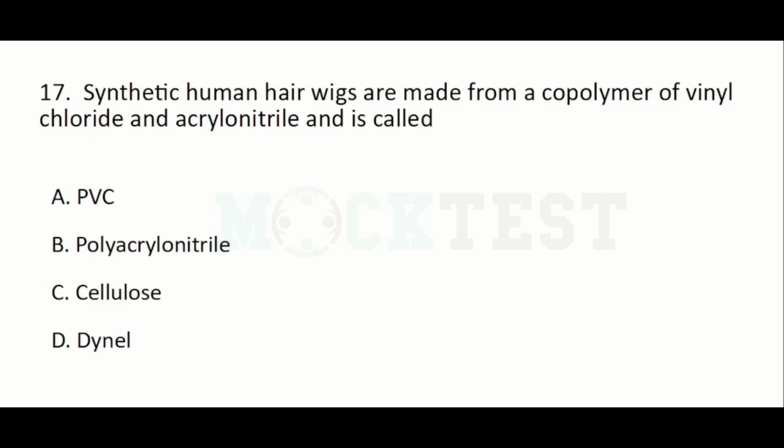Synthetic human hair wigs are made from a copolymer of vinyl chloride and acrylonitrile and is called option A, PVC. Option B, polyacrylonitrile. Option C, cellulose. Option D, dynel. Synthetic human hair wigs are made from a copolymer of vinyl chloride and acrylonitrile and is called dynel.